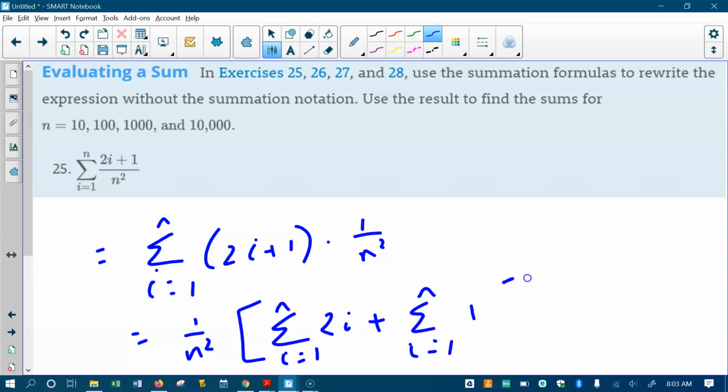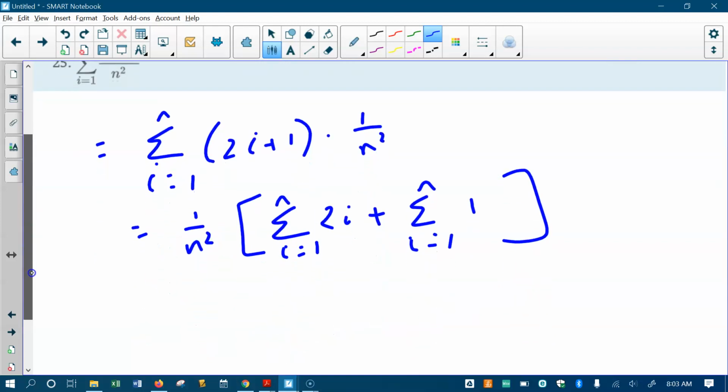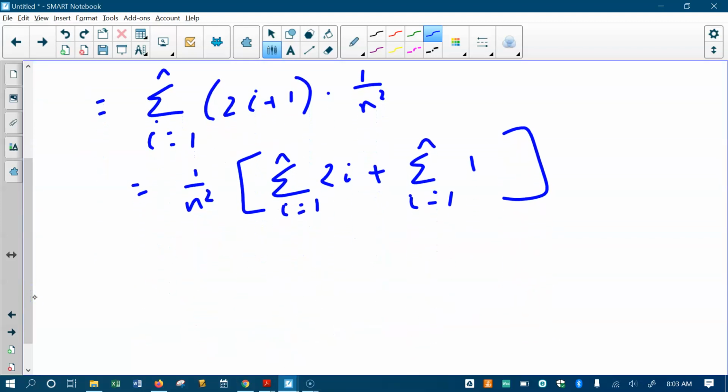Okay, close the brackets. And you're thinking, but Mr. Lakin, can't you take that 2 out? Yeah, I can. Let me take that 2 out. So we have 1 over n squared, 2 times the sum of i equals 1 to n of i plus the sum. Okay, now I'm good to go.